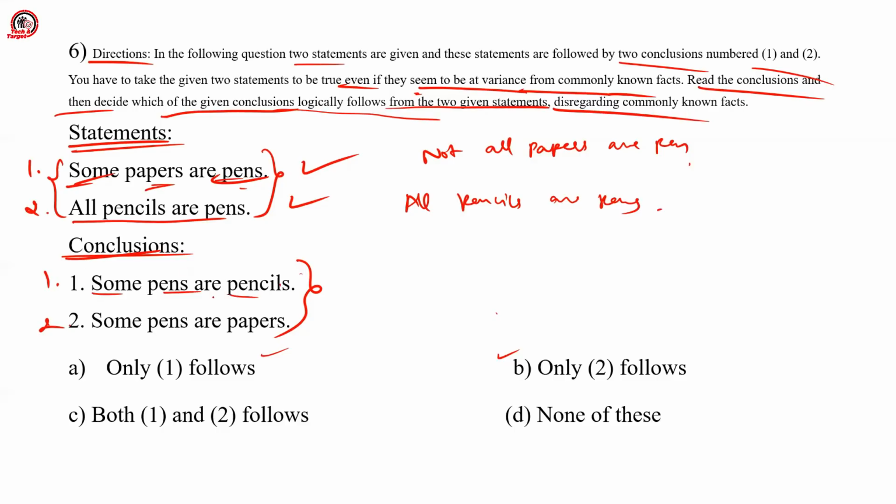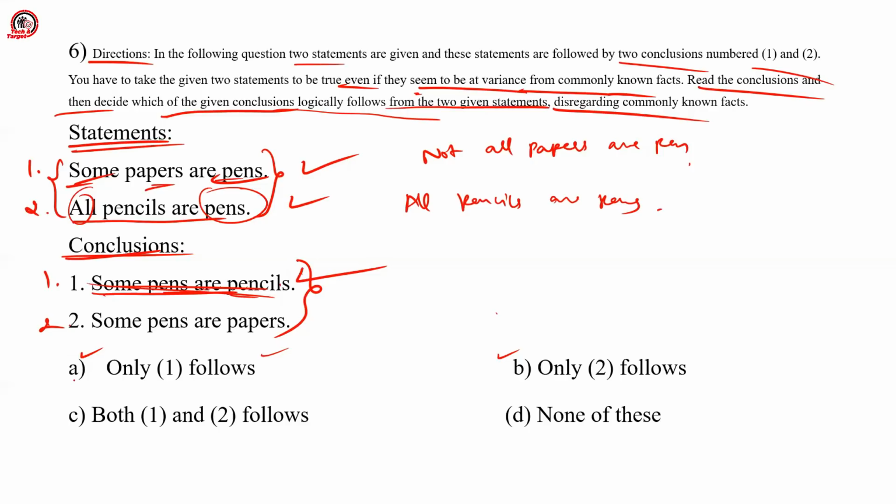Now, is that correct or not? We know that all pencils are pens. And conversely, all pens may not be pencils, but since all pencils are pens, there may be some pens which are actually pencils. So with that, we can conclude statement 1 is true, right? So can we take the first option A as the right answer?